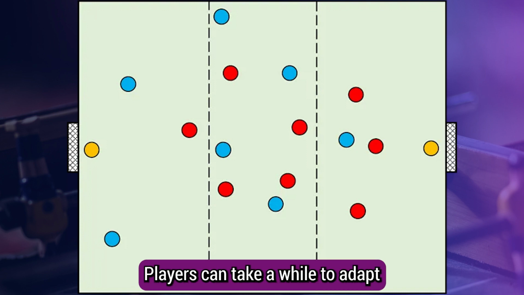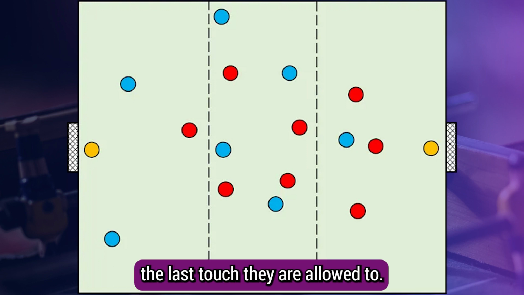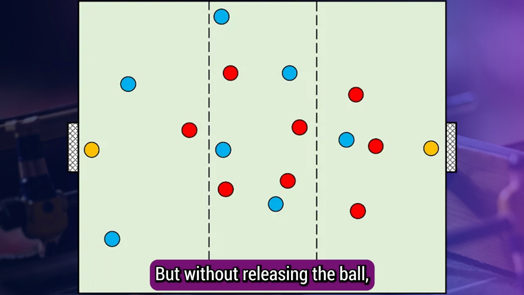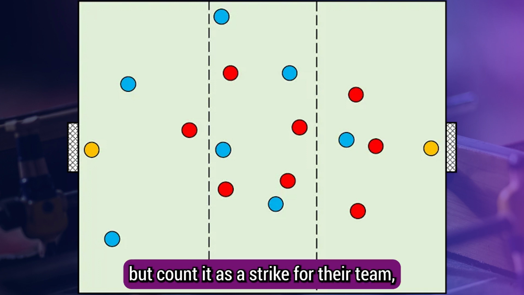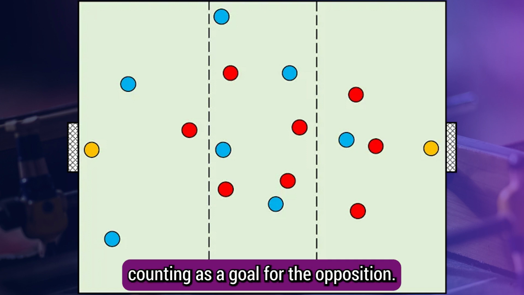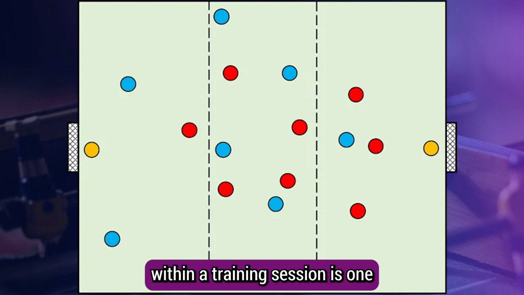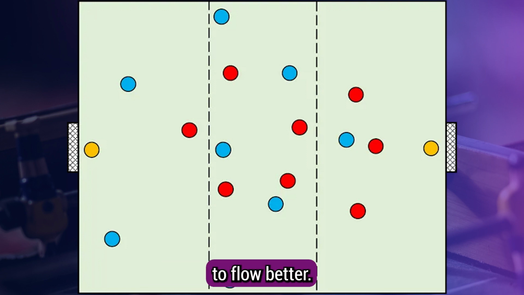Players can take a while to adapt to the conditions of the practice, leading to occasions where players take the last touch they are allowed to, but without releasing the ball, requiring them to shield it for a teammate to come and collect. Reflecting on the session, one way to reduce how often this happens is to allow the player to take the extra touch, but count it as a strike for their team, with 3 strikes counting as a goal for the opposition. The strikes idea within a training session is one I first saw from Mauricio Kosman and may allow the practice to flow better.